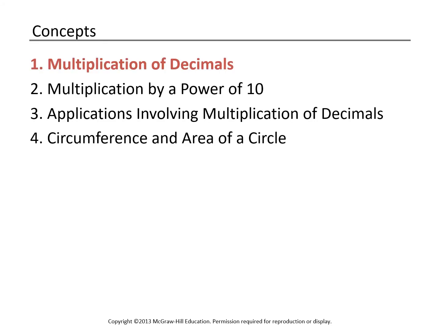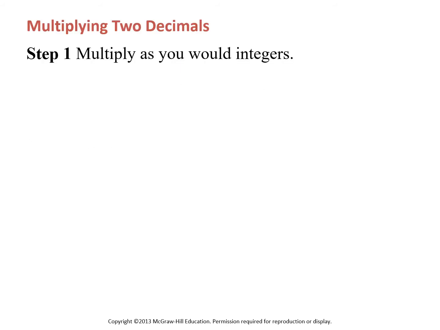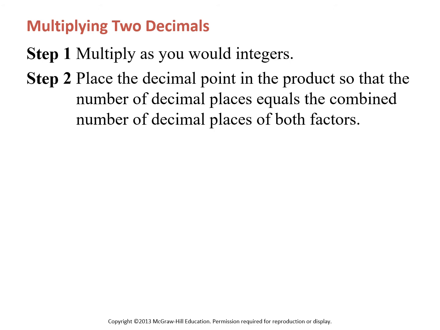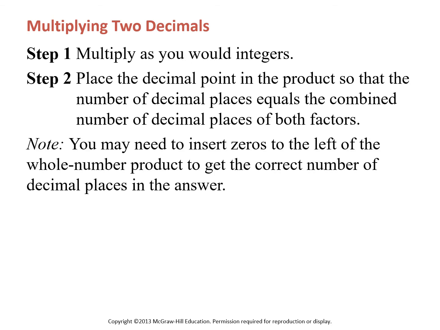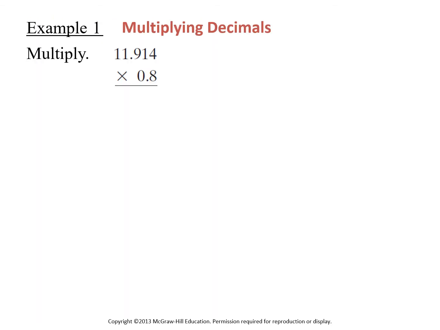5.3. We're looking at multiplication of decimals and applications. So when we multiply two decimal numbers, we multiply as though they were integers, but then we place the decimal point in the product so that the number of decimal places equals the combined number of decimal places in both factors. So for example, notice when we do this multiplication, we don't line up the decimal points. At first, we're just going to ignore them, and we multiply through by 8, and then we count decimal places.